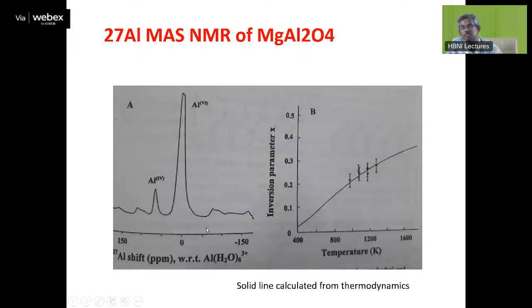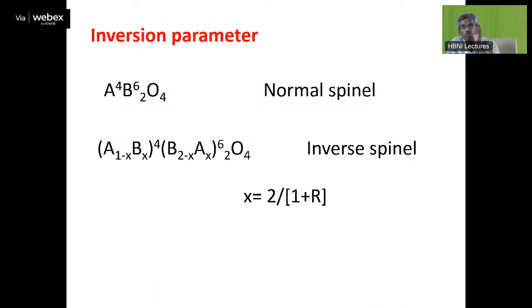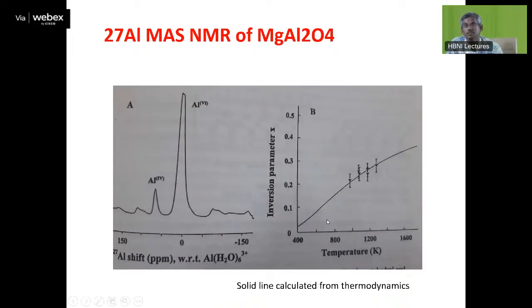Aluminium-27 NMR can be very well used to find out the concentration of aluminium in the tetrahedral site and the concentration of aluminium in the octahedral site. For example, you see here the aluminium-27 spectrum of a compound, magnesium aluminate. Here, you see aluminium at the tetrahedral site in the small peak. Then there is aluminium at the octahedral site. So if you take the ratio, what you will get is the inversion parameter x.